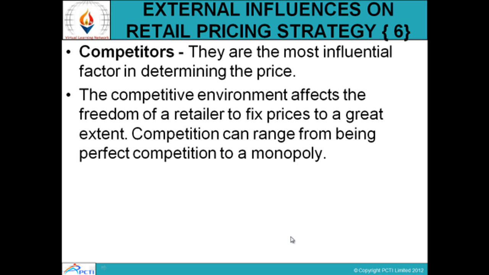Competitors. They are the most influential factor in determining the price. The competitive environment affects the freedom of a retailer to fix prices to a great extent. Competition can range from being perfect competition to a monopoly. So that also affects the freedom of the retailer to fix prices.